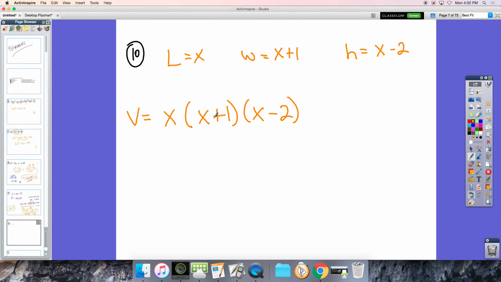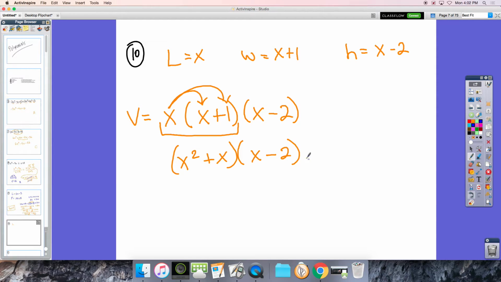You need to pick 2 and multiply them first. So I'm going to multiply these two first. X times x is x squared. X times 1 is x. Now I'm going to multiply that by my x minus 2.